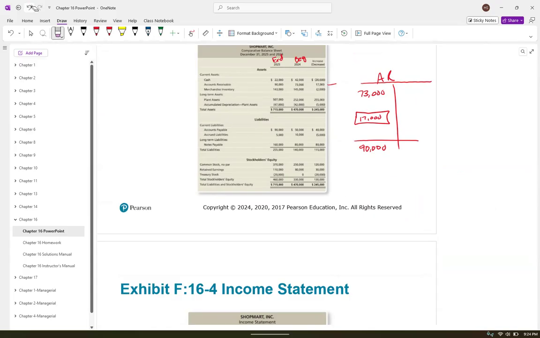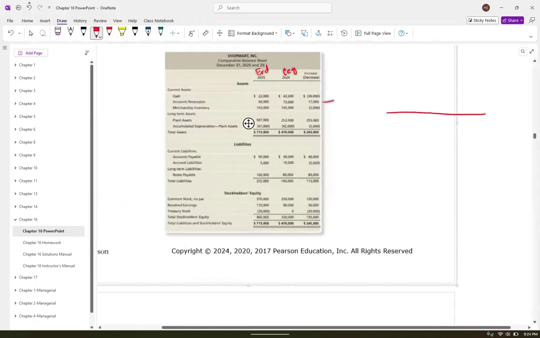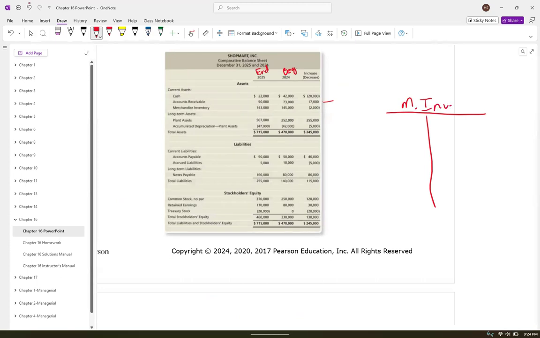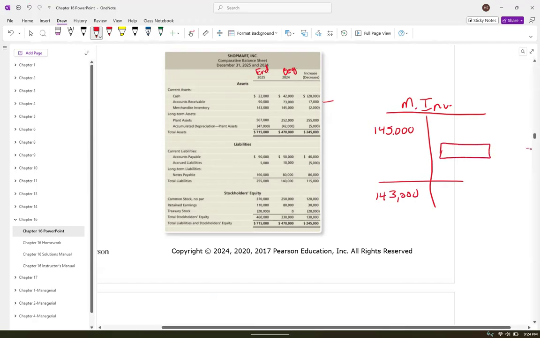So now let's look at the next thing that we have. They give us merchandise inventory. I'm going to draw that T account out again. Merchandise inventory started with 145 and it ended with 143. And there was a change of 2,000 on the credit side. We know from my one rule that we are going to add this.